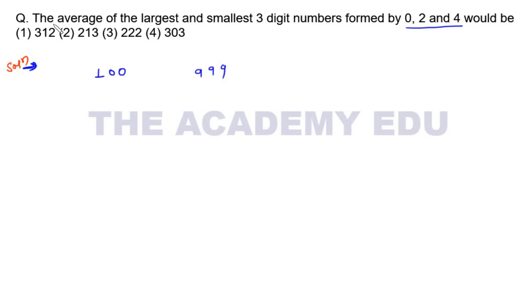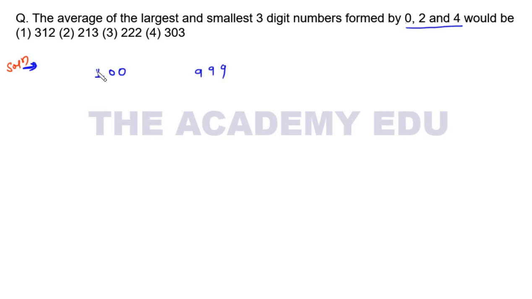Now see, read the question once again. The average of the largest and smallest three-digit numbers formed by 0 to 4 would be. From 0 to 4 only, we need to form them. The numbers are formed by 0 to 4 only. Okay. So what is the average?